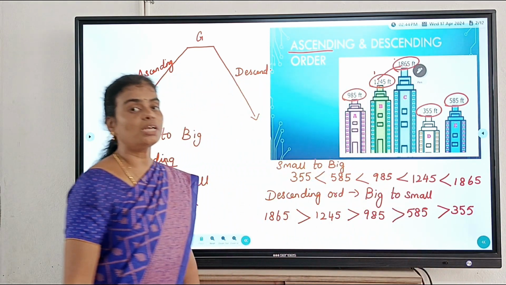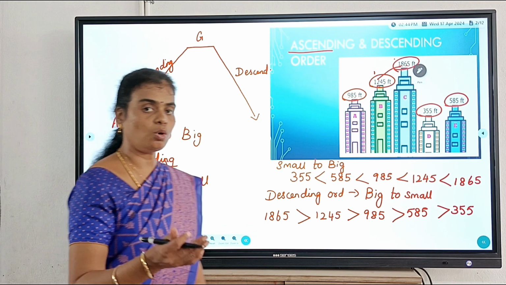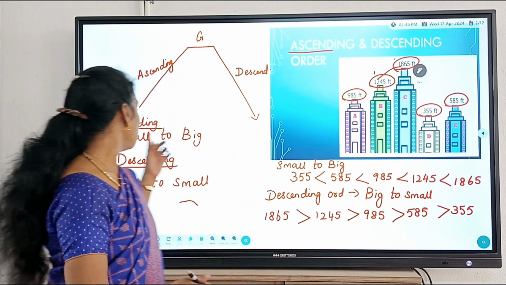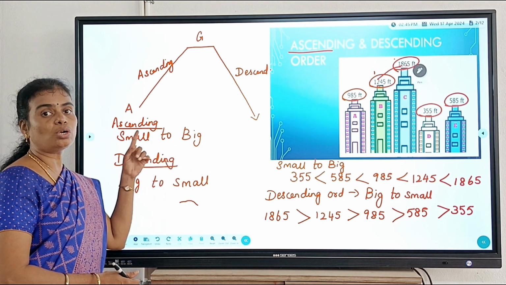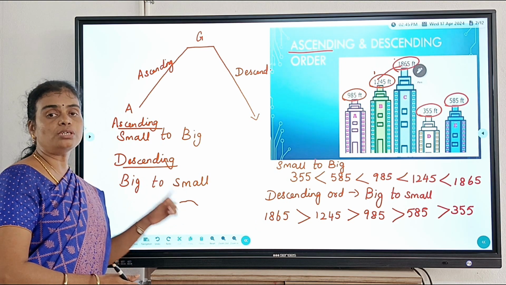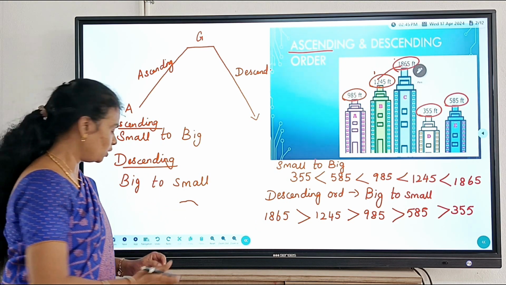So this is a way to arrange numbers from smallest to biggest, or from biggest to smallest. The arrangement of numbers from small to big is called ascending order, and if you are arranging the numbers from big to small, it is called descending order.